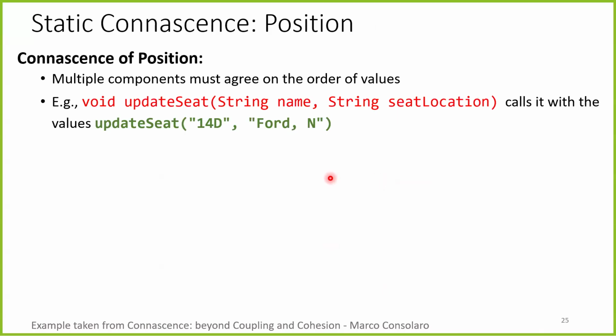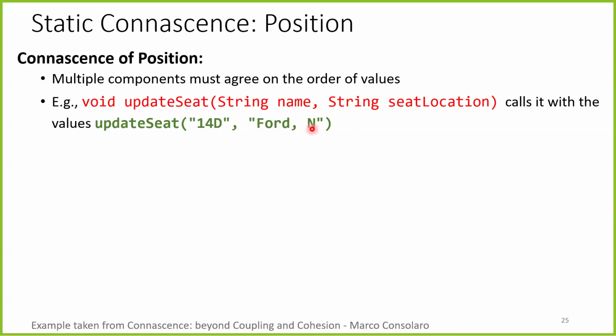Then we have connaissance of position. I will try to give an example through this function. So multiple components must agree on the order of values. Like in update seat, let's say you got this method update seat for a flight reservation system or something. You have a string name and then a string seat location. And what you do when adding values, you flip them. Instead of name, you put seat location, and instead of seat location, you put name.